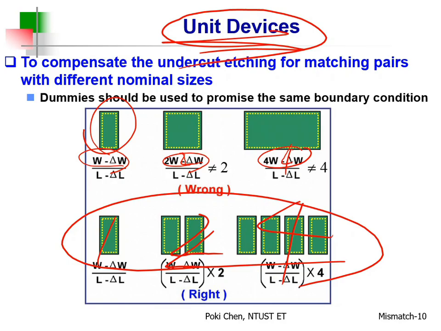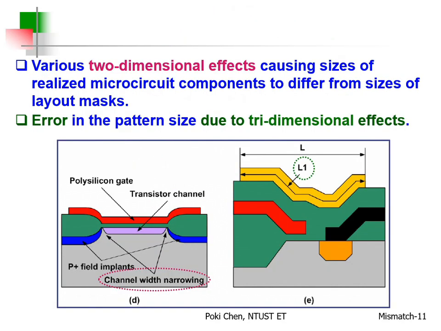But even if you have 1 to 2 to 4, right? You still need to have dummies to protect the boundaries. Got it? You need to pay all the attention you are required to. And keep this in mind.